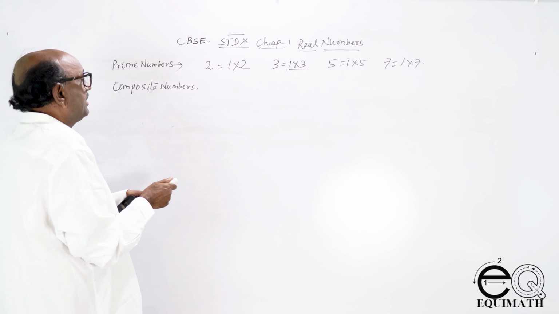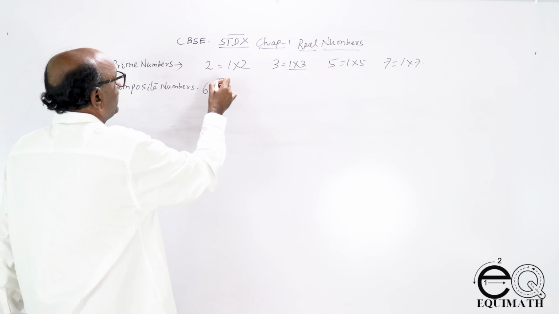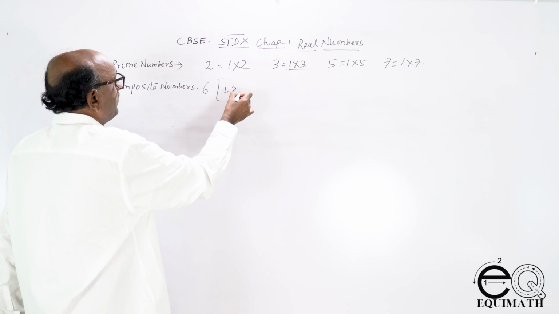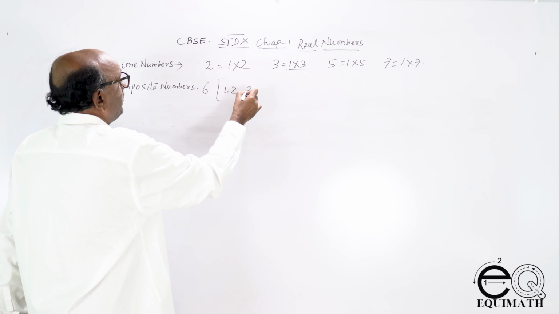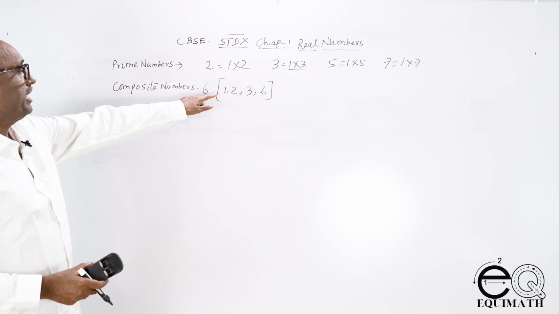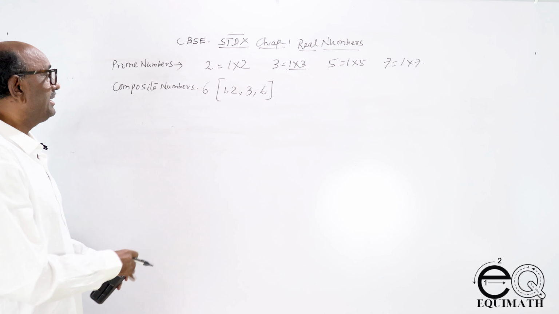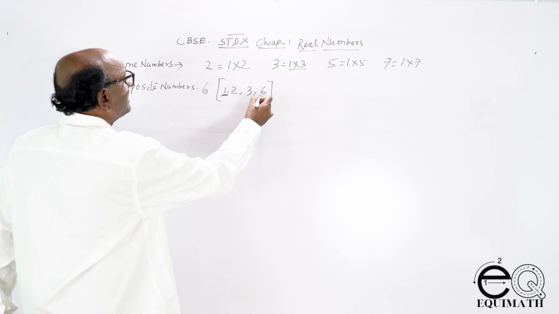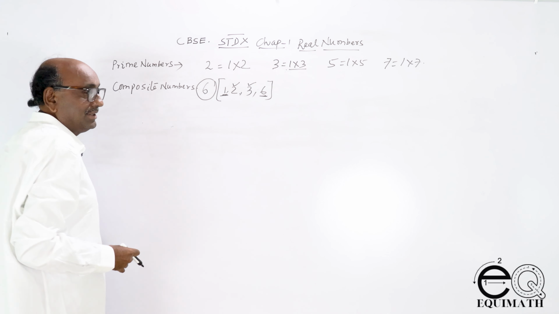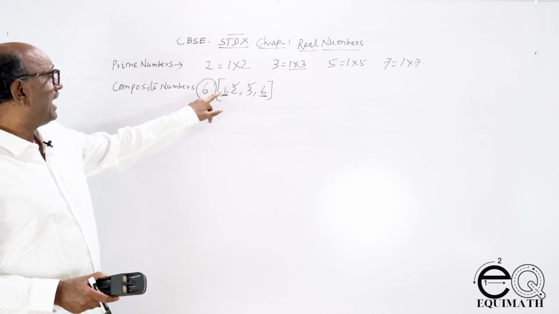Then say another number 6. So what are the factors of 6? 1 is a factor of 6. 2 is a factor of 6. 3 is a factor of 6. Also 6 is a factor of 6. 1 is a factor of every number, and the number is a factor of itself, and except 1 and itself, if other factors are there, then the number is known as a composite number. The number which has more than 2 factors. 2 factors means 1 and itself.